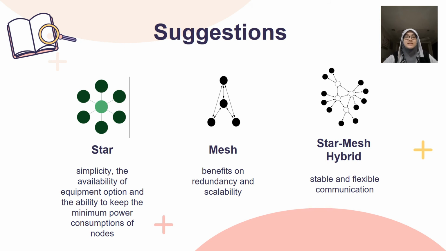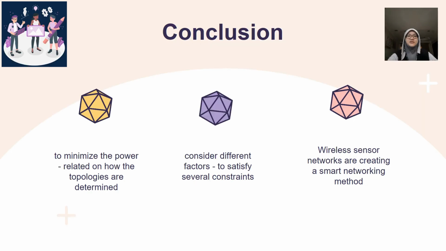In conclusion, a sensor network has many basic components such as sensing unit, processing unit, and power unit, and also has additional components such as a location finding system. The main aspect of wireless sensor networks is to minimize the power, which is related to how the topologies are determined. The optimization can be done by having energy awareness in every aspect of design and operation.